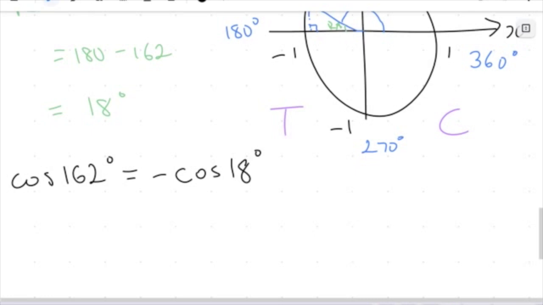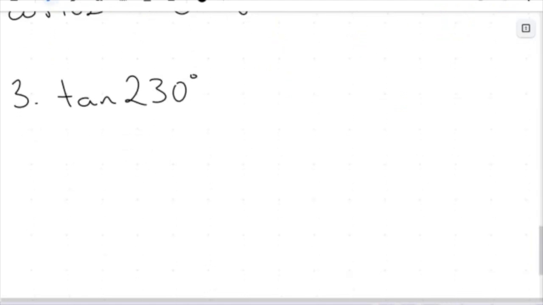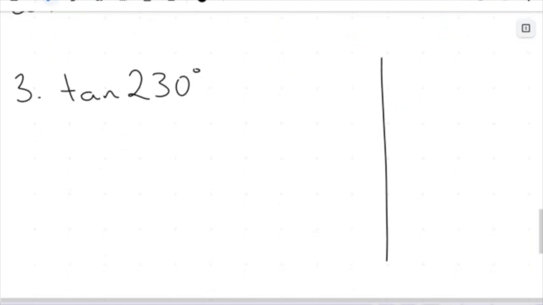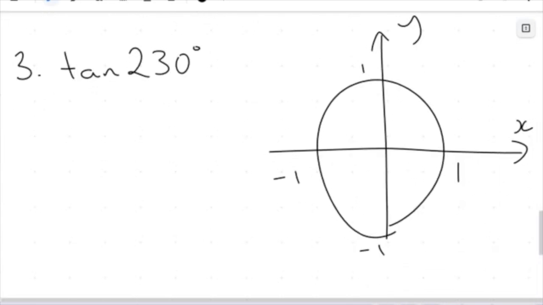Okay, so finally, I'm going to do one more question here. Question 3, where I want to find tan of 230 degrees. Now, if you want, you can have a go at this. You can pause the video, but you can think about it while I draw this in. But if I have my unit circle here, and these are just getting worse as I draw them, as you can probably see, I want to find the tan of 230 degrees.